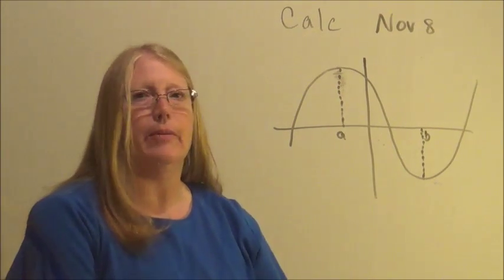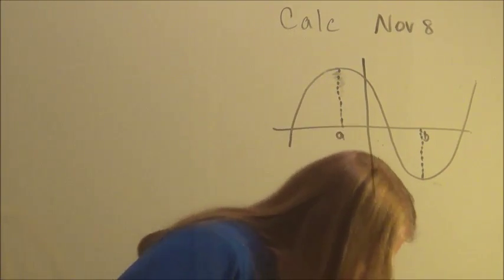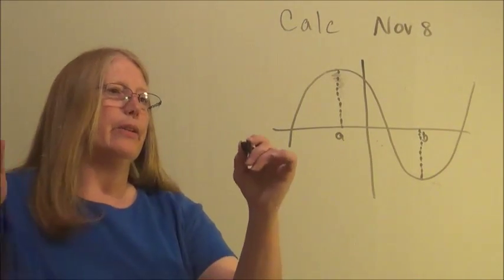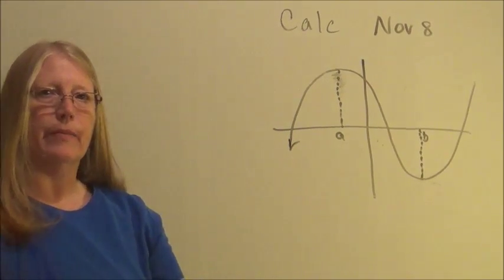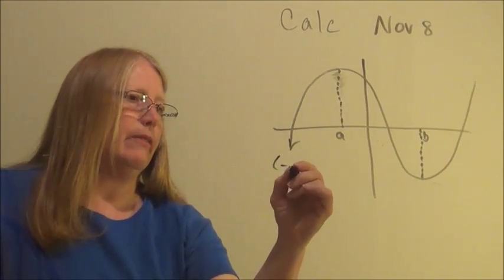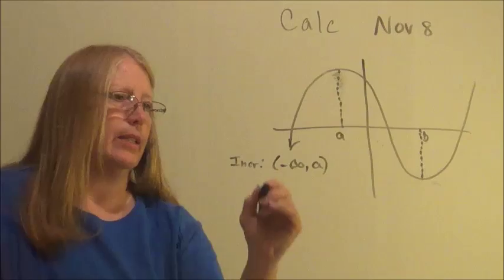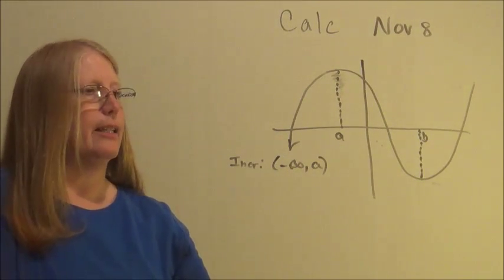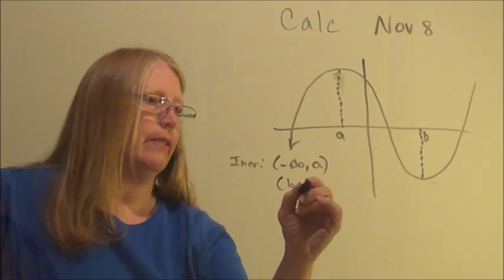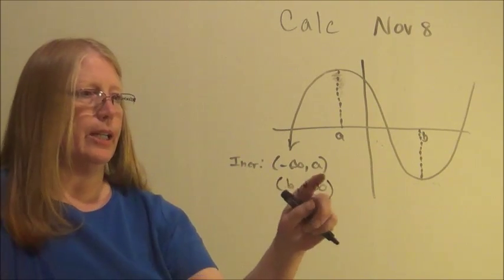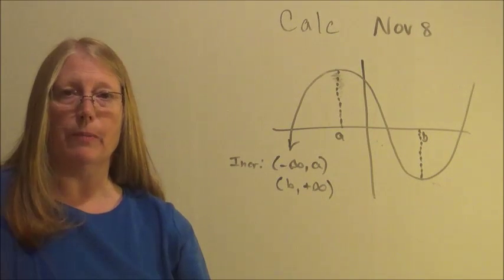So the way I talk about whether the function is increasing or decreasing is with some interval notation. The interval that we'll discuss for increasing, this function is going to go forever in that direction. So I can say that from negative infinity to A, it's increasing. Increasing from negative infinity to A. And also, I can say it's increasing from B to positive infinity. This is called interval notation, and if we're not including the endpoints, we use parentheses. If we are, we use brackets.